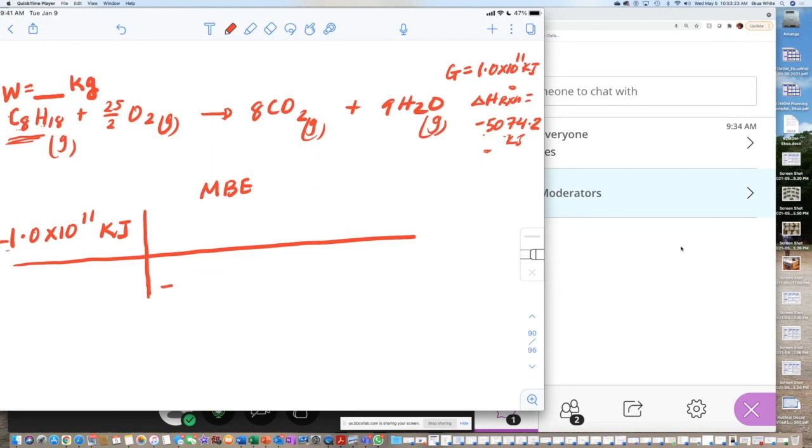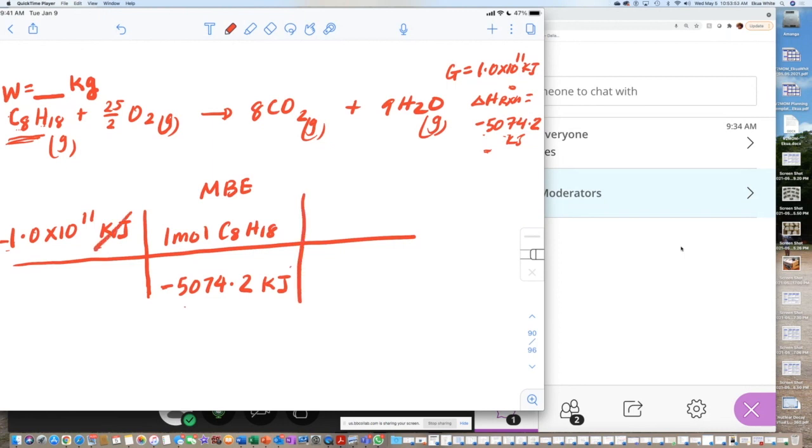I can put a negative down here, negative 5074.2. The negative sign is written from the point of view of the chemical reaction, that the chemical reaction has to release this energy for the city to use it. The other easier way of looking at it is your mass has to be positive. There's never a negative mass, okay? So the mass here has to be positive. So we're saying 1 mole of C8H18 releases this amount of energy.